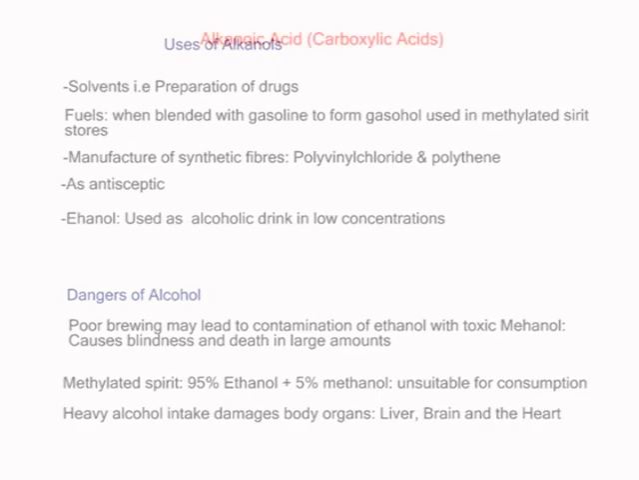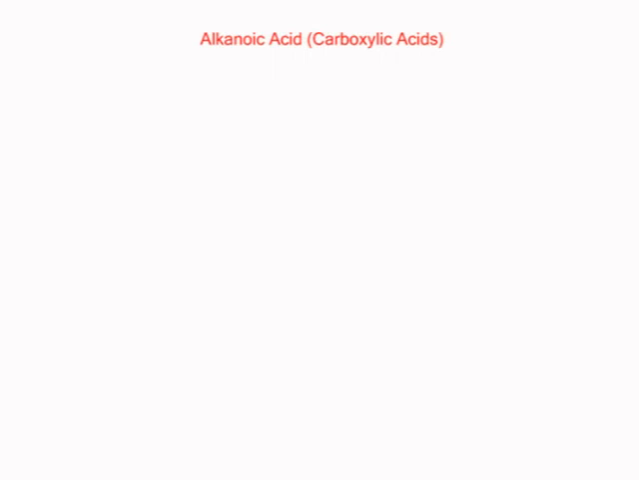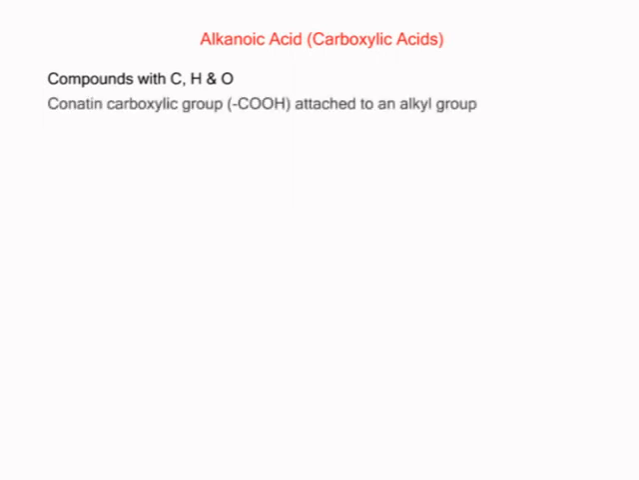The other group of organic compounds that we look at in this chapter are the alkanoic acids, commonly called carboxylic acids. Alkanoic acids belong to a class of organic compounds which contain carbon, hydrogen, and oxygen. Alkanoic acids contain a carboxylic group which is attached to the alkyl group. Now the structural representation of the carboxylic group is as shown here. Notice the double bond attached to the carbon and the OH group.